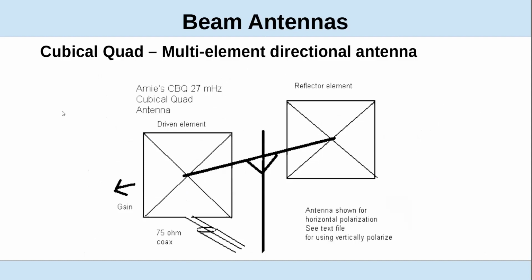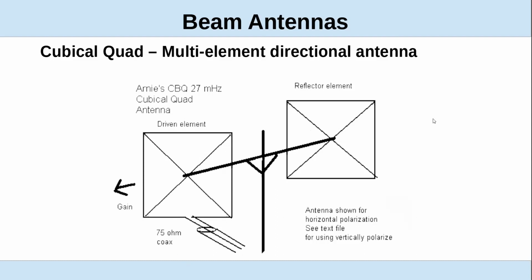And then we have a quad. And like Byron said, these are full wavelength loops. Now, they don't have to be square. They can actually be any shape. It just affects the polarization a little bit. But basically, where you feed it determines whether it's horizontal or vertical. If you feed it on the bottom, then it's horizontally polarized because most of your radiation is on the upper and lower elements. If you feed it on the side, it's vertically polarized.